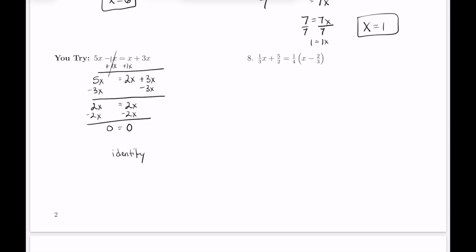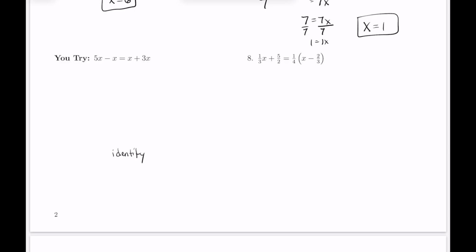I do want to go back up here though and show you how we could have done this in a slightly different way. And that would be to notice that I have a 5x and a negative x here. That becomes 4x. And over here I have an x plus 3x. When I combine my like terms, I get 4x. Okay. Then I would go through and subtract a 4x. This is probably a little cleaner. I get 0 equals 0 this way, and we have an identity.